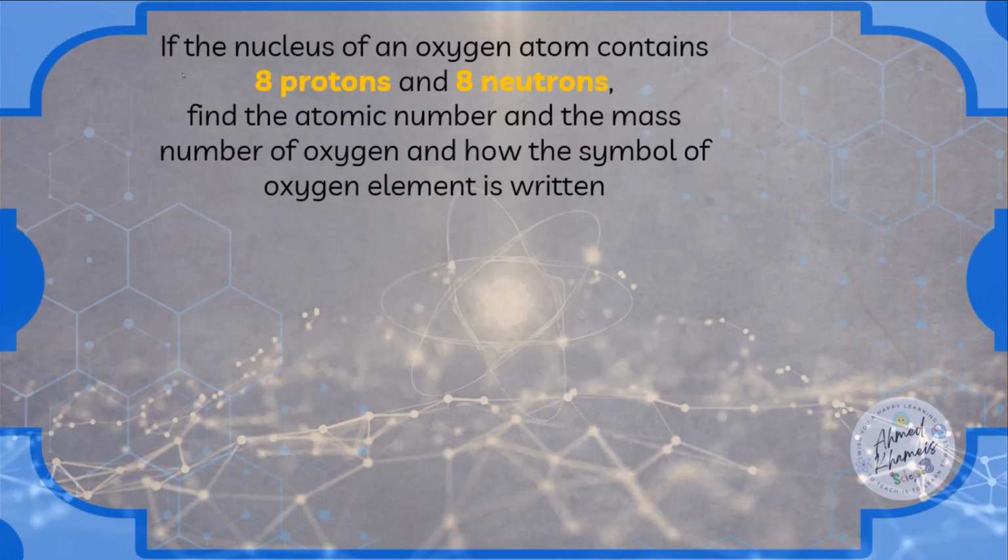If the nucleus of oxygen contains 8 protons and 8 neutrons, find the atomic number and the mass number. The mass number equals the number of protons 8 plus the number of neutrons 8, which is 16. So we write the O, write the mass number above the symbol and the atomic number below the symbol.